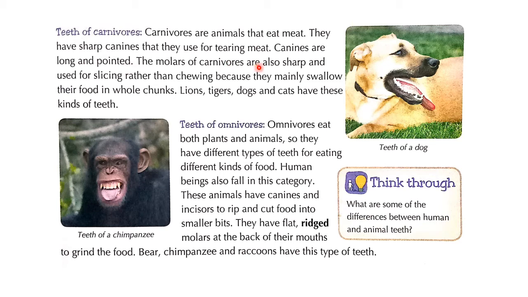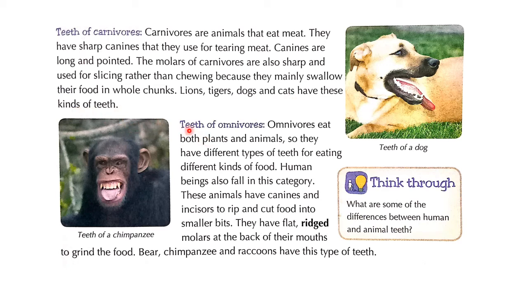The molars of carnivores are also sharp and used for slicing rather than chewing, because they mainly swallow their food in whole chunks. These animals have smaller teeth, and their molars are sharp, unlike in herbivores. Lions, tigers, dogs and cats have these kinds of teeth.